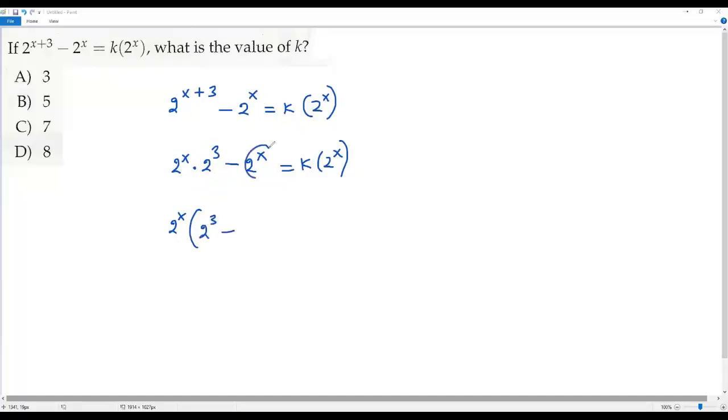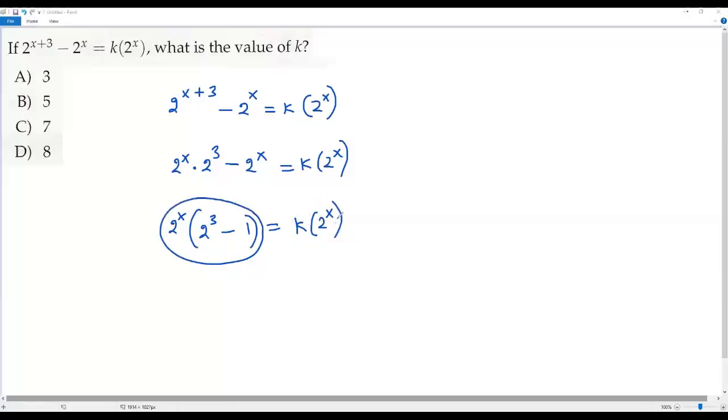Okay, to know what is left in the second term, again I divide it by the one I factored out, that is 2 to the power x. So 2 to the power x divided by 2 to the power x will just become 1. So I have 1 left in the second term. This equals k times 2 to the power x. So the left side is multiplied by 2 to the power x, and on the right side k is multiplied by 2 to the power x.